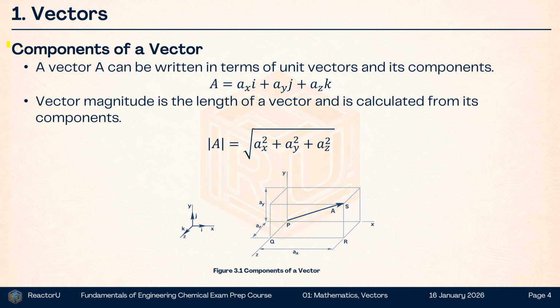So let's continue with vectors. What are the components of a vector? The vector consists of unit vectors and its components. Basically we have unit vectors, which is this i in the x-axis, this j in the y-axis, this k in the z-axis, and the component corresponding to each one of them. We have the magnitude of the vector, sometimes called the length or the absolute value of a vector. It's calculated from this equation, the square root of the squares of its components, ax squared plus ay squared plus az squared, and this gives us the magnitude of that vector.